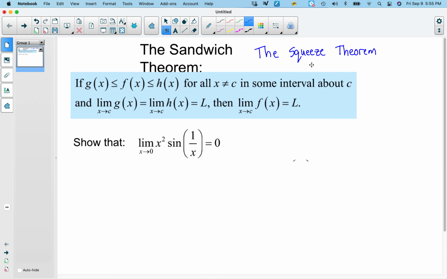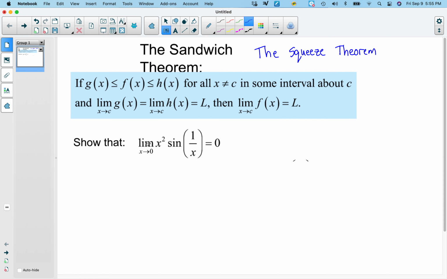And if you know something about the limit, so if you know the limit as x approaches some value c that's in an interval within that function, so if the limit as x approaches c of g of x equals the limit as x approaches c of h of x, if the limit of the function on the left equals the limit as x approaches a particular value of the function on the right, then the limit of f of x, the one in the middle, as x approaches that same value, has to be equal to that same thing. So this is kind of how it works and how we would prove this.